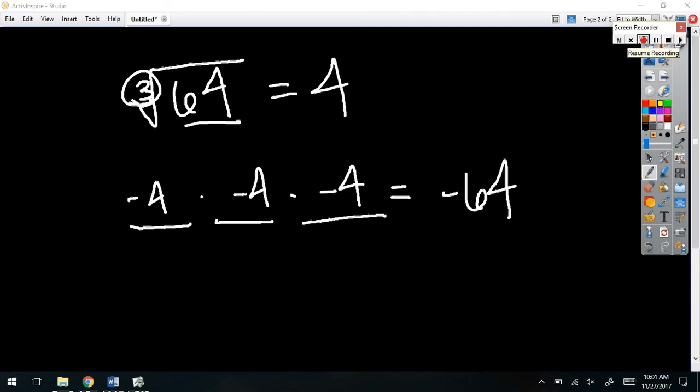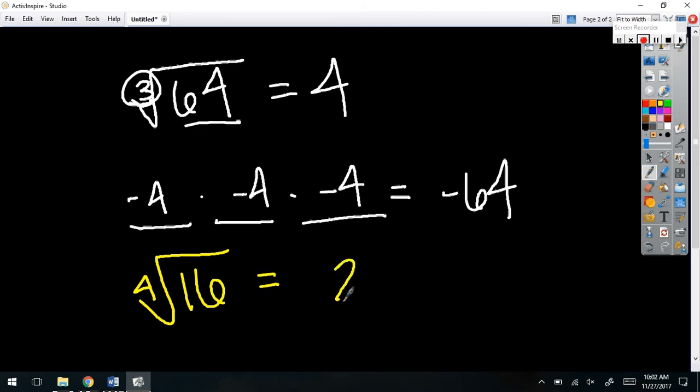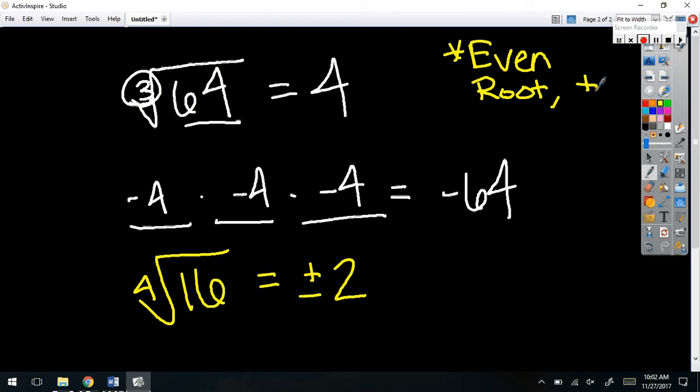So I want you to think about this for a second. What if I asked you the 4th root of 16? Well, that'd be 2. It is 2, but you're forgetting something here. Plus or minus 2. What kind of conclusion can I draw here? 2 times 2 times 2 times 2 equals 16. If it's an even root, then you need the plus or minus, right?